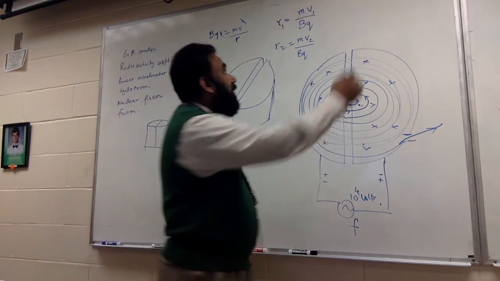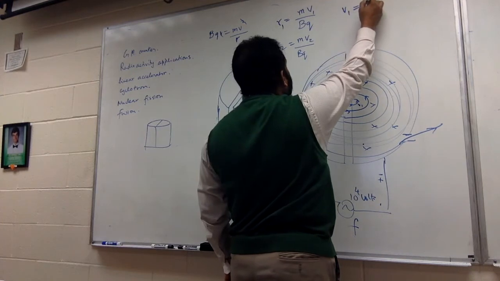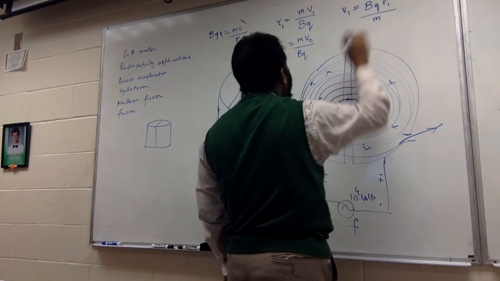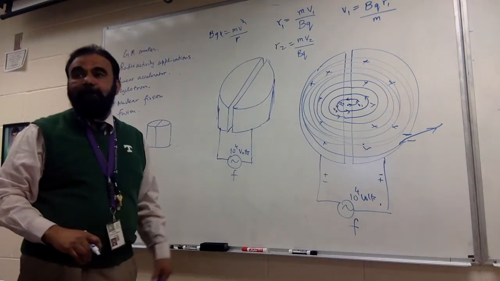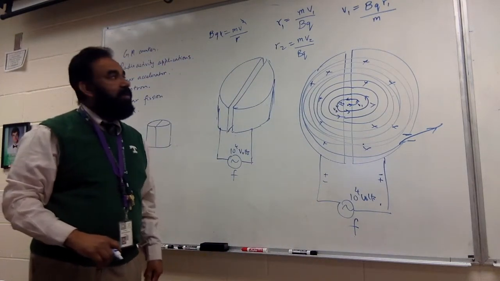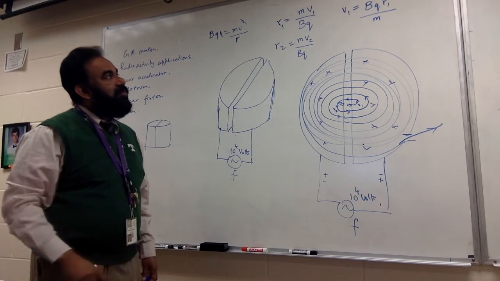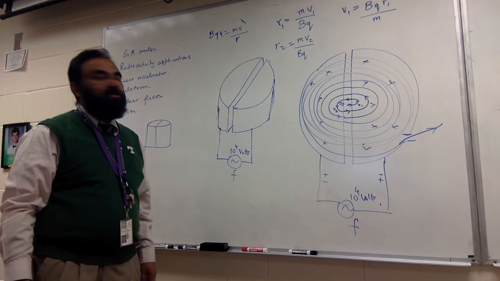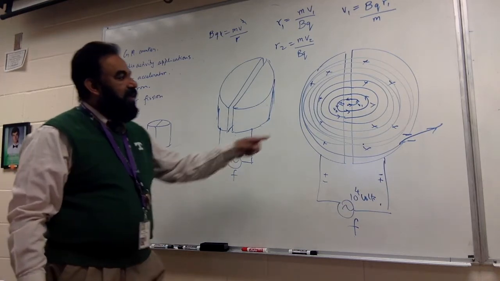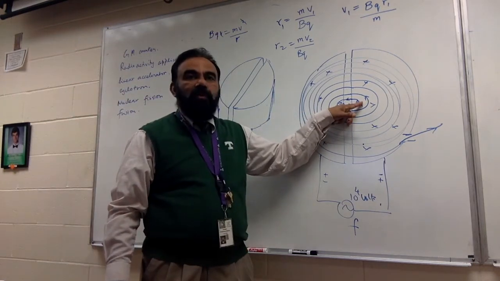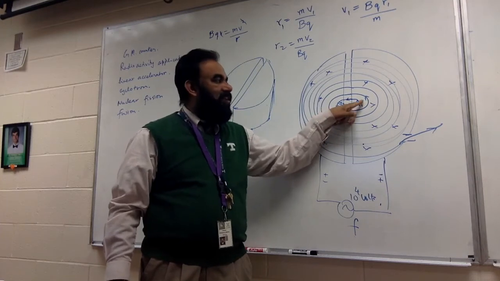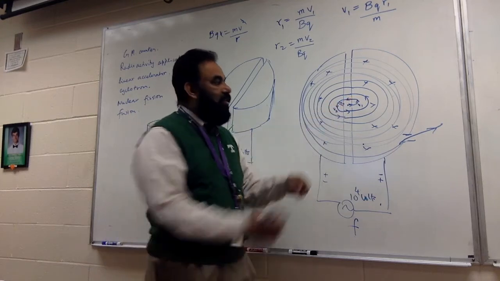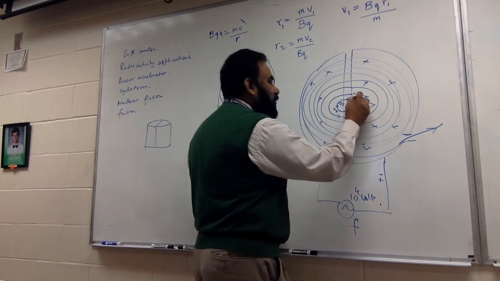So what is V1? V1 is BQR1 over M. If it is moving here with the speed V1, how long does it take to go from here to here?